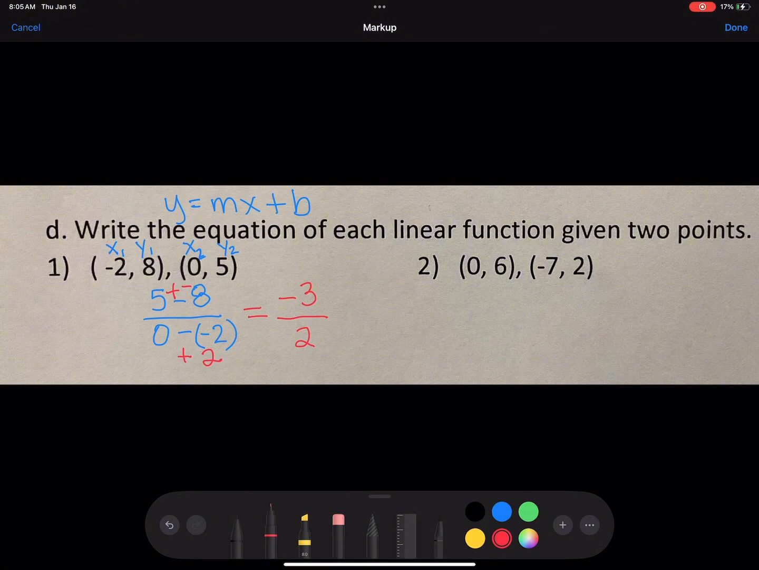So now that I've found my slope, I need to go look again and see if I can find my y-intercept. The cool thing is that with this set of data, they have actually given us our y-intercept because we know our y-intercept is when x equals 0. So we are given that y value of 5. So our b is going to be 5. And I'm going to write my equation as y equals -3/2 x plus 5.